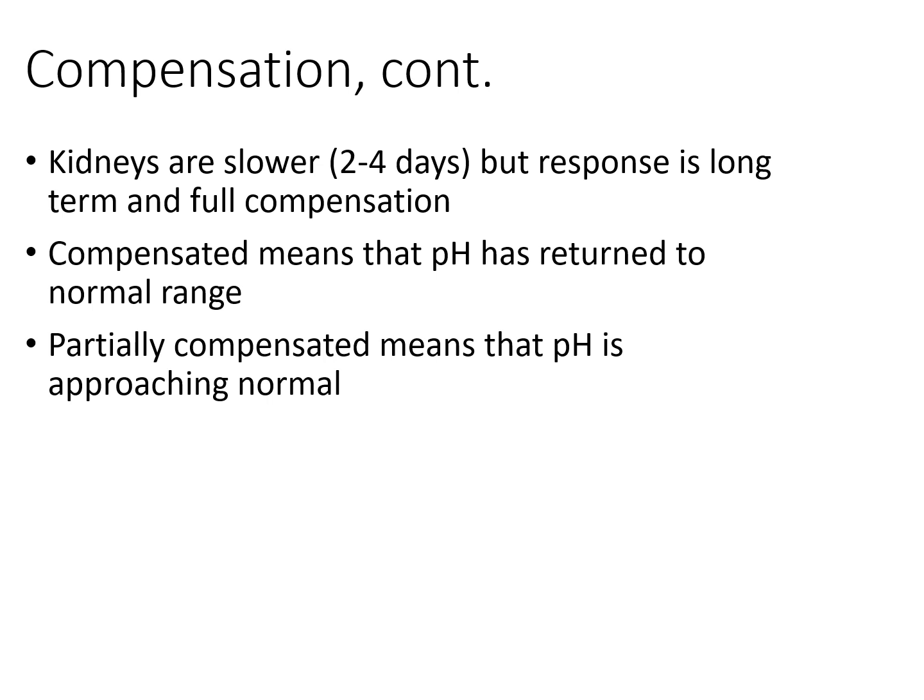As mentioned, the kidneys are slower. It takes 2 to 4 days to fully respond. Despite the slower response, kidney compensation provides a long-term and full correction of acid-base imbalances. If it is compensated, that means the blood pH has returned to normal, so between 7.35 and 7.45, indicating that the compensation has been effective. They can also be partially compensated, and that is when the blood pH is moving toward the normal range, but it's not quite there yet.